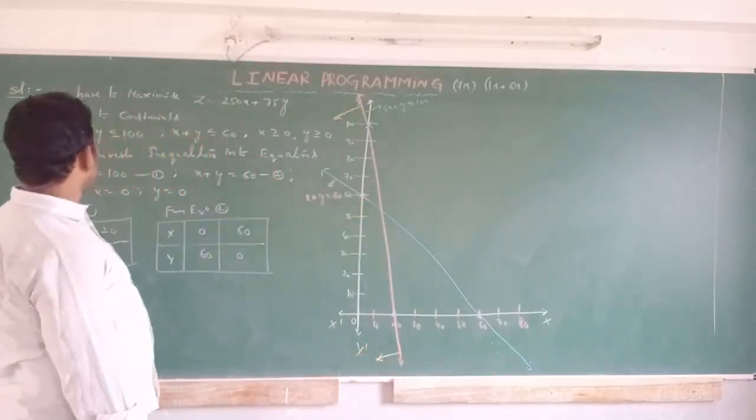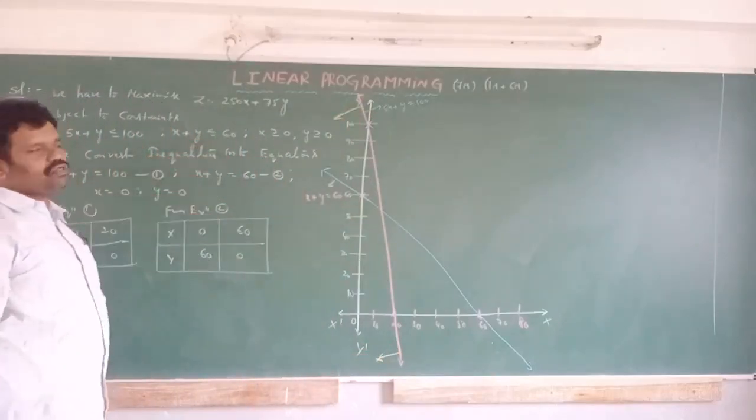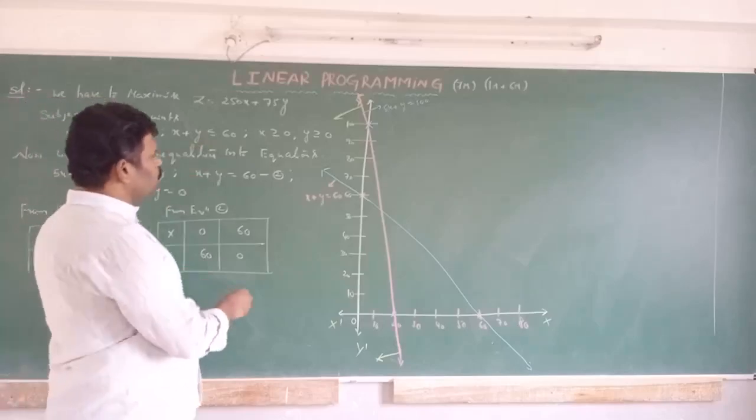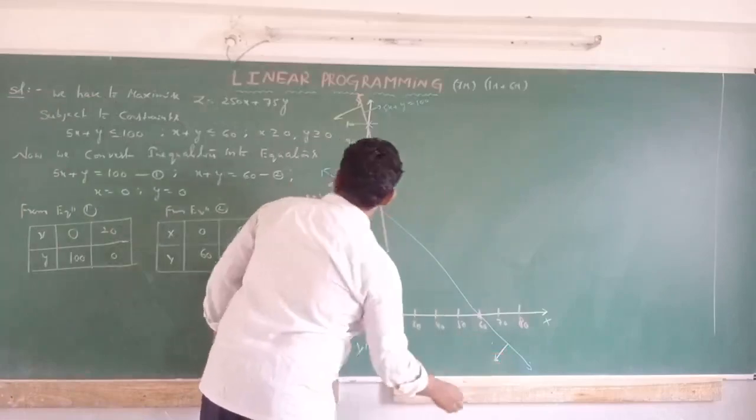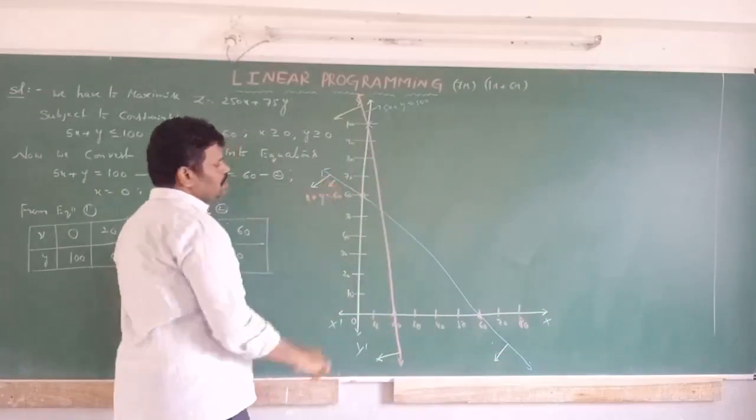Next, another one: 0 ≤ 60. That is also satisfied. Then towards this one, where will you draw here? Towards the origin side, here also you draw towards the origin.